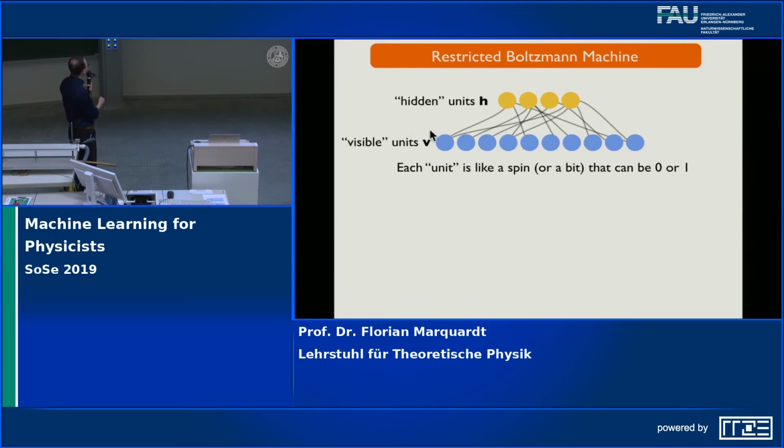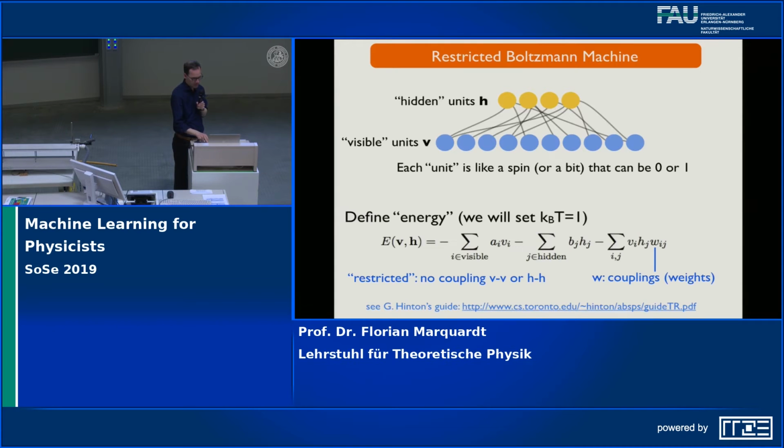And then there's a distinction. These blue units will be called the visible units, and we call them V. And these yellow units, or neurons, will be called the hidden units. Let's call them H. Okay, so now I need to tell you what are the rules of this game and really how we are going about this.